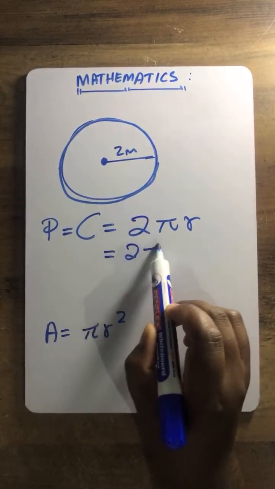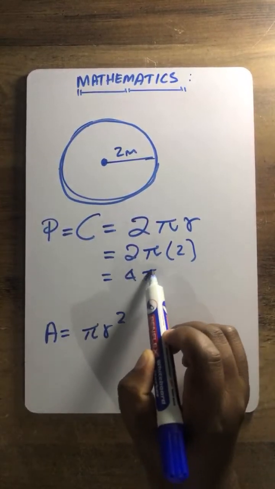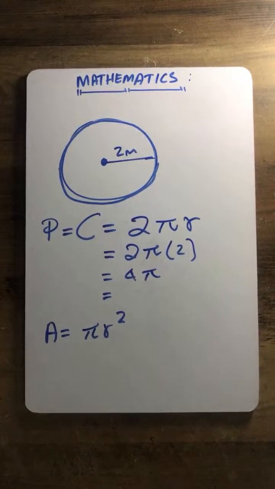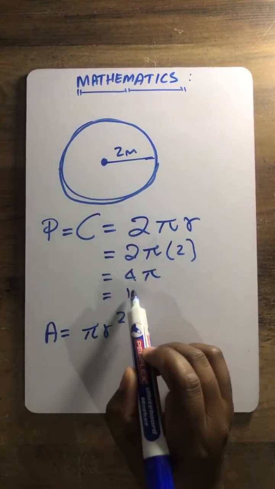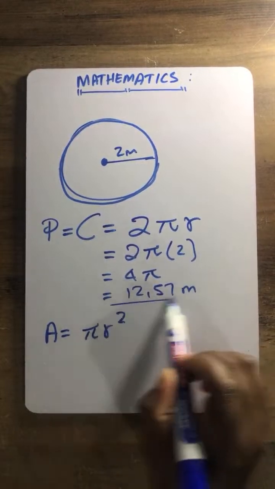So that means we are having our 2 pi and then 2 there. So it's like 4 pi. You can convert it to a decimal and check what that is. 4 pi equals 12.57. What is the unit? It's meter.